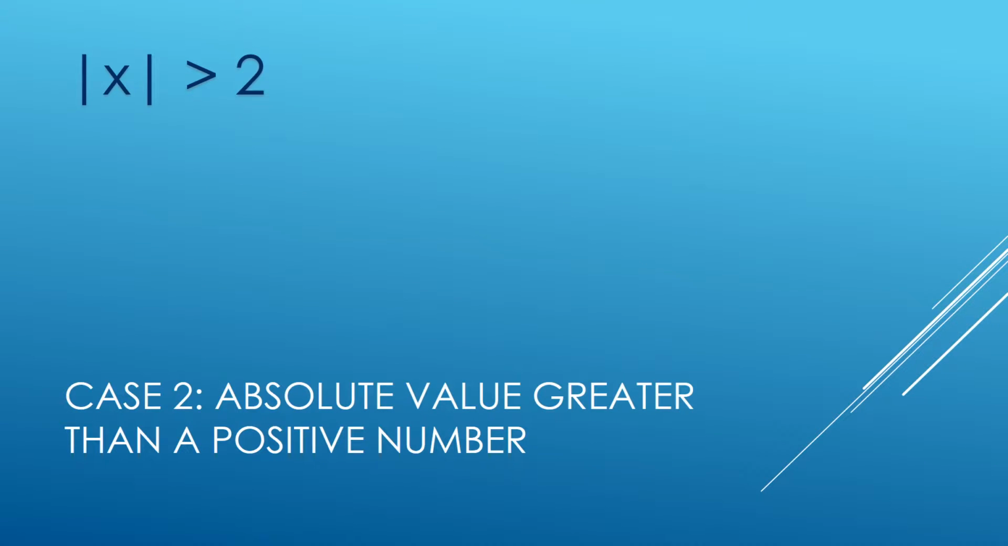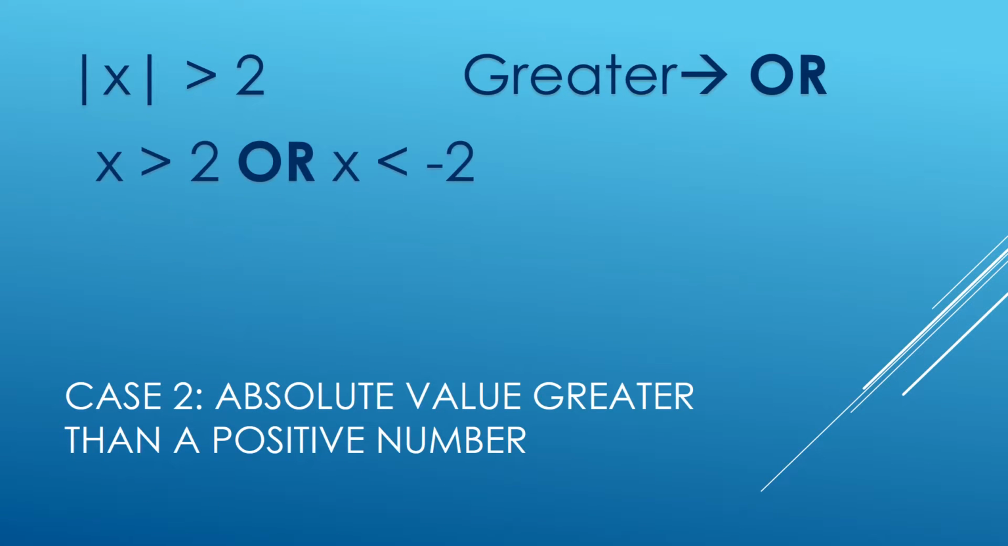Alright, in case 2, we're going to have the absolute value greater than a positive number. In this example, we have the absolute value of x greater than 2. Greater sounds like "or." Greater, or. So this is going to be an OR statement. Again, to get my first inequality, I'm going to drop the absolute value bars. I'll keep the inequality direction the same and repeat the number 2, so x greater than 2. But for my second inequality, once again, I will switch the direction of the inequality. So I'll go from greater than to less than, and I'll take the opposite of the number. So instead of 2, I'll write negative 2.